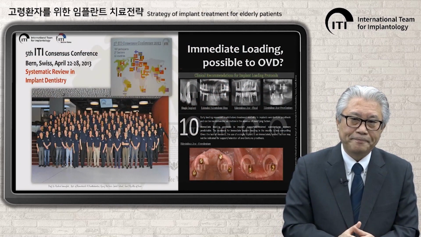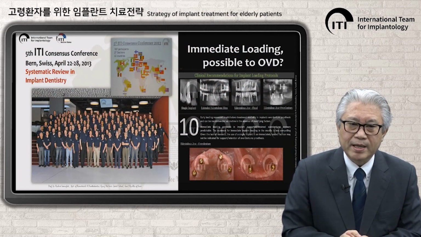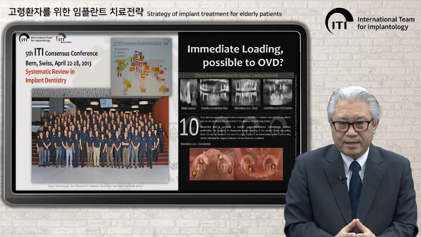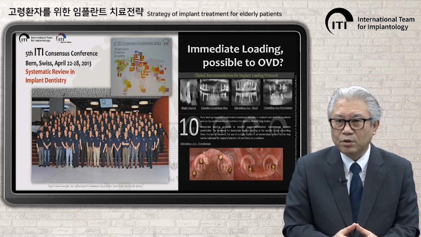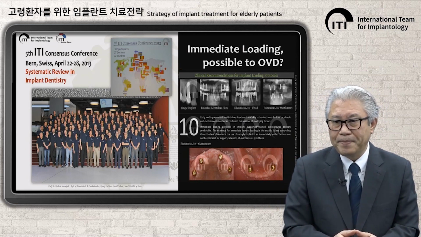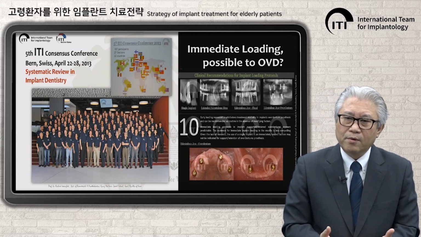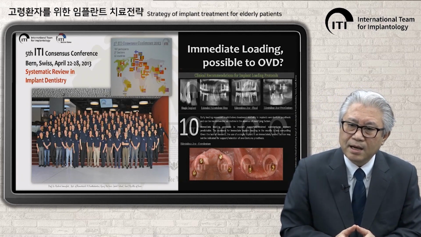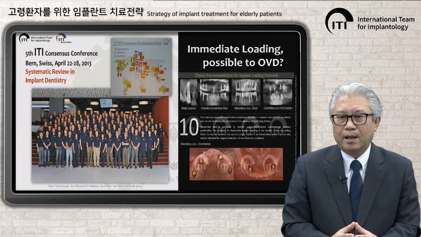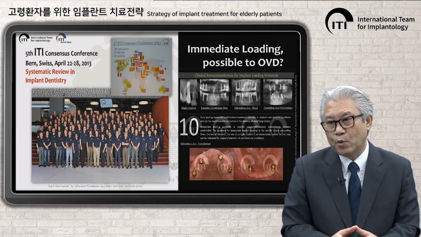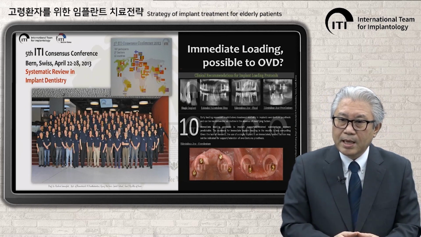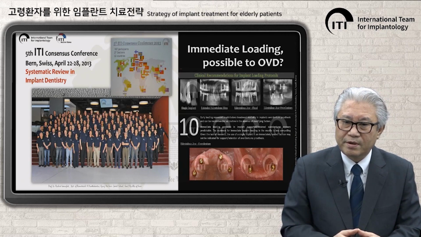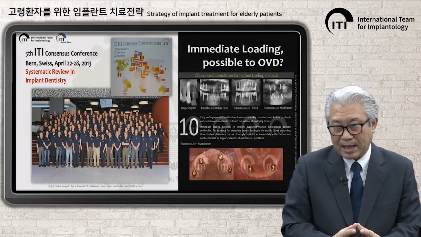One of the greatest works of our ITI group is the consensus conference held every 4 to 5 years, where we judge representative clinical issues that we are curious about through the systematic review on clinical research papers accumulated for more than 5 years and publish them in the form of consensus document and provide treatment guidance for all the implantologists.